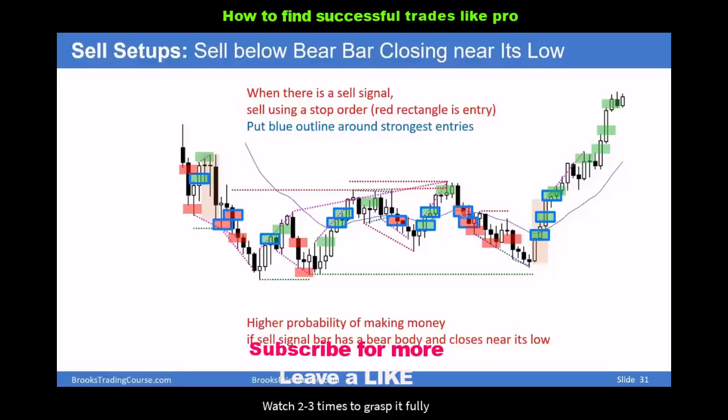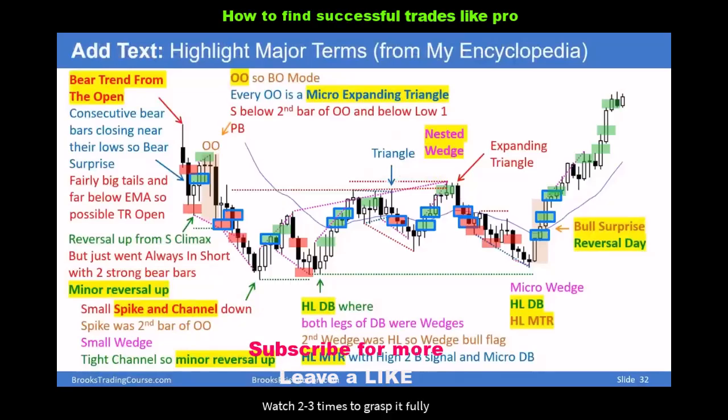We have a second consecutive bear bar closing on its low. That's also a high probability sell. So I put a blue outline around the red box. And then I add text boxes so people can understand some of the rationale for why I'm taking the trades.